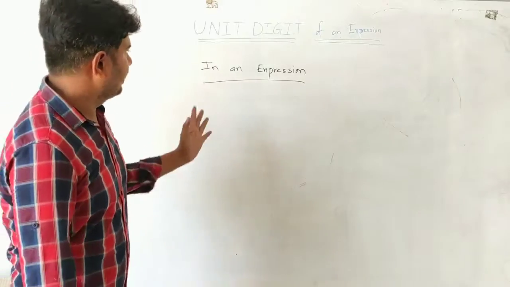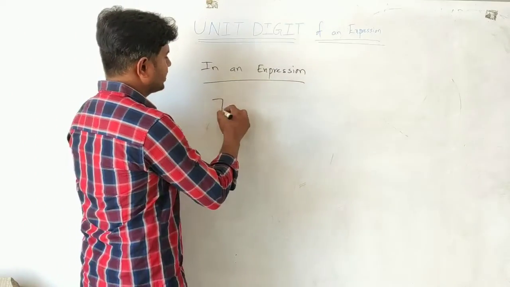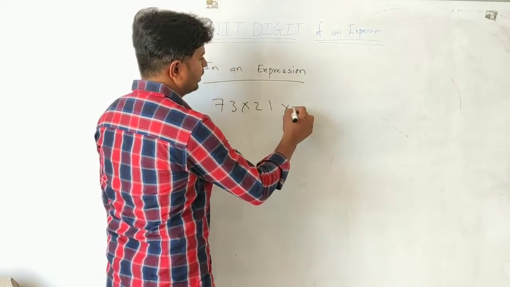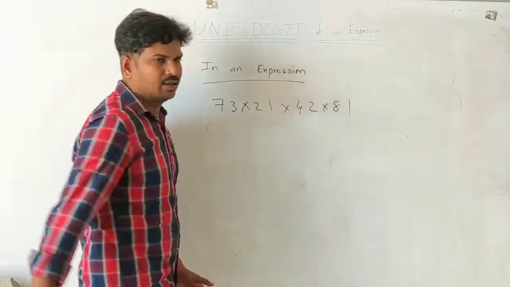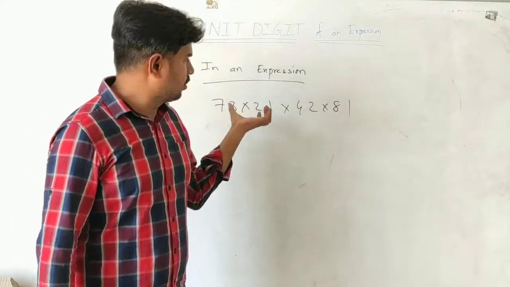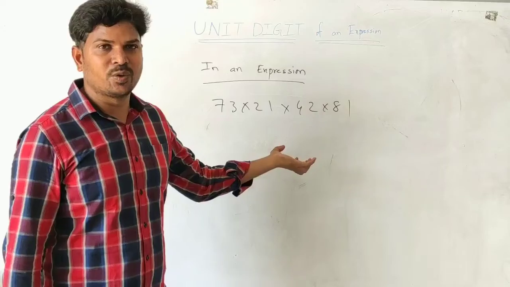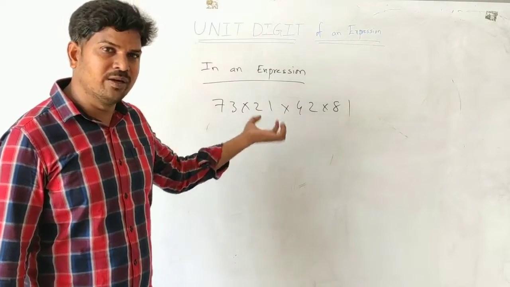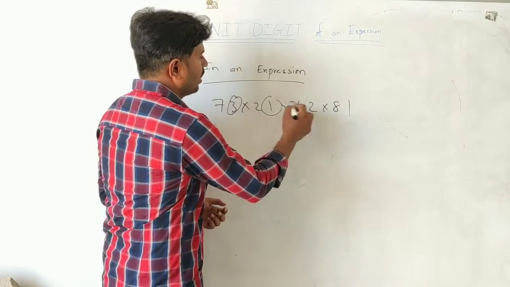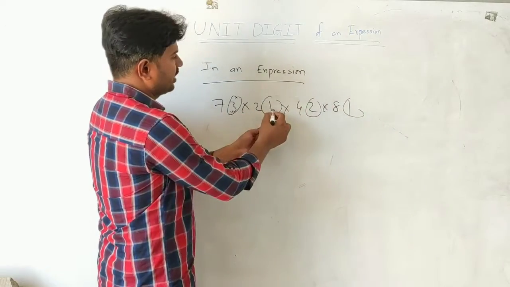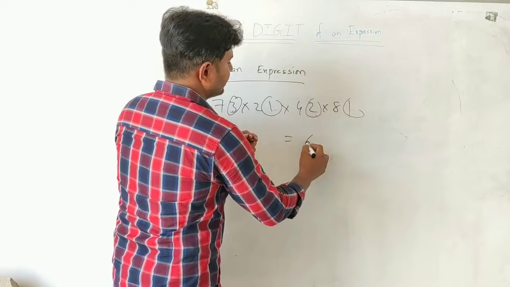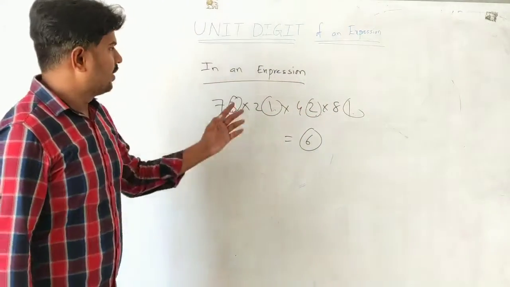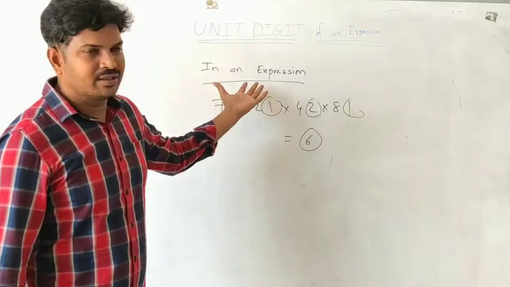Okay, how to find it in an expression? We have an expression like this: 73 into 21 into 42 into 81. However many digits or numbers you might have, your interest is only to find the units digit. So take only the last digits, that is 3, 1, 2, 1. 3 times 1 is 3, 3 times 2 is 6, 6 times 1 is 6. So the units digit is 6. When you are given an expression, this is the way of finding it.